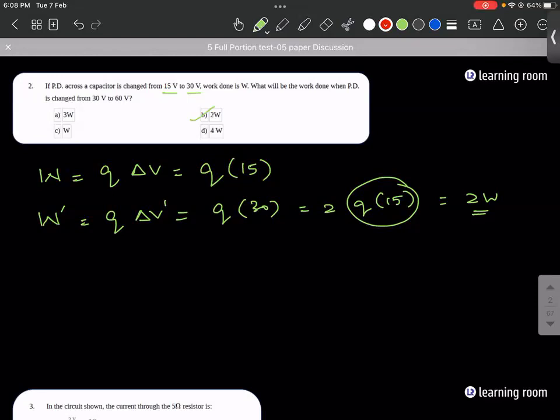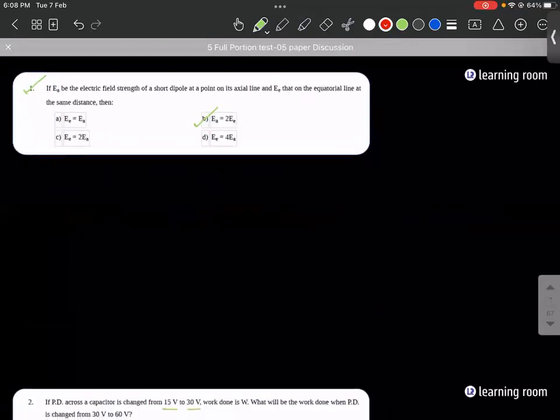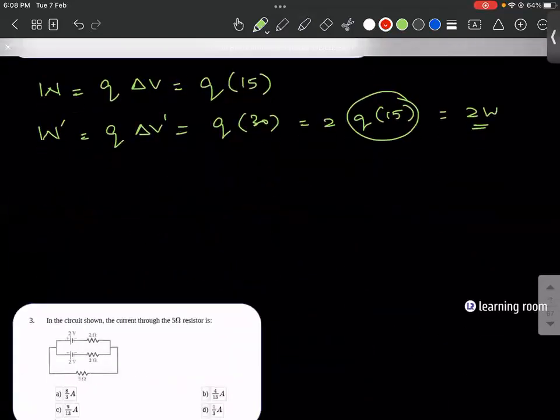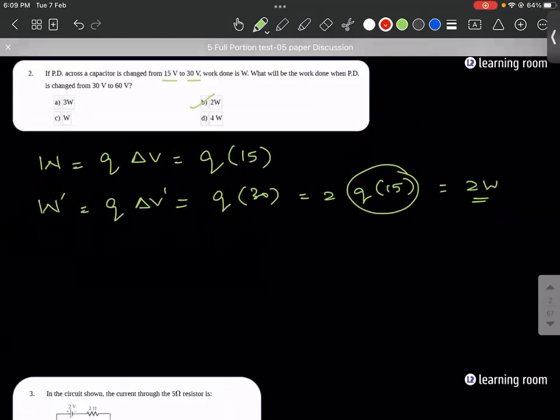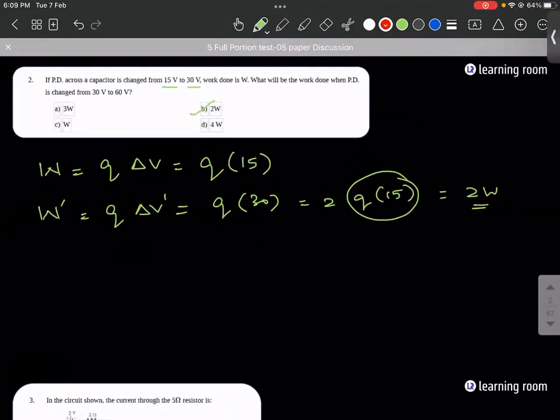One minute. Let me cross check the answers. So first one B then. First one B. Second one. Oh, I'm really sorry. It's a capacitor.